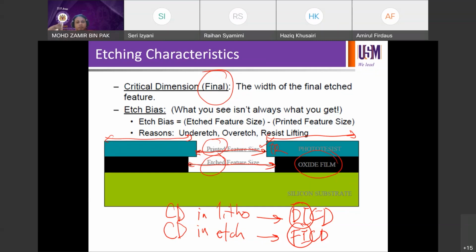Remember the DICD: if you get it wrong, you can still rework. You can strip off the resist and redo it. But look here, if you've got your FICD on the oxide, can you rework? FICD means you have etched the oxide, then you remove the resist on the oxide, and you are left with patterned oxide on the silicon. Can you rework?